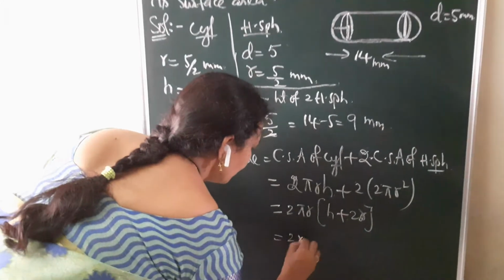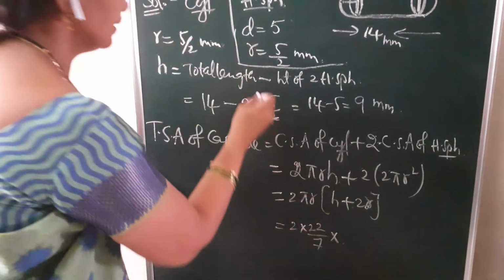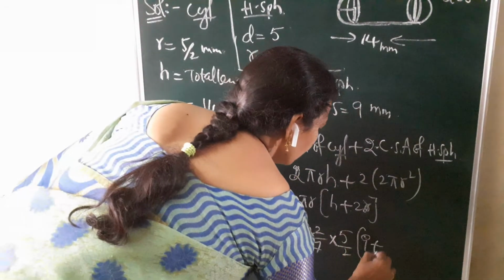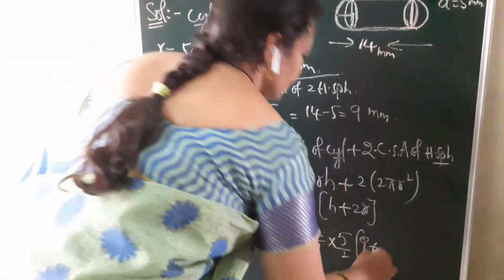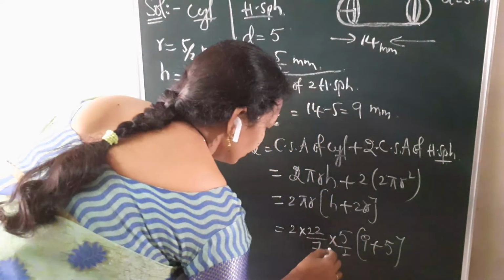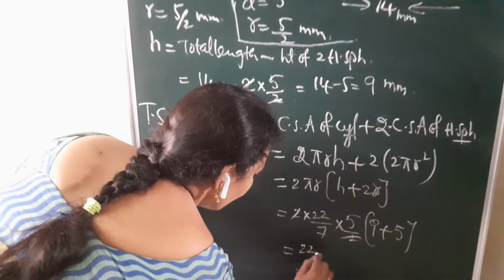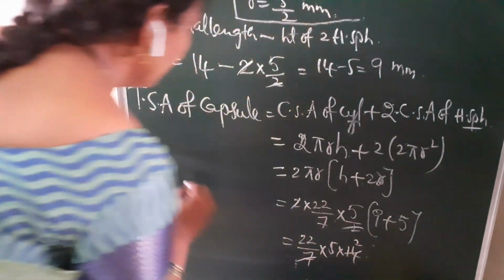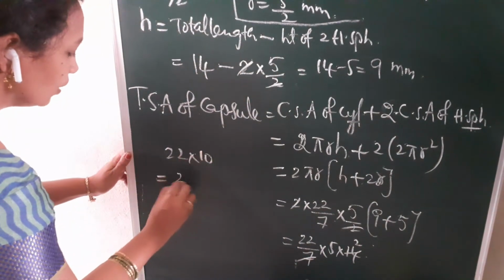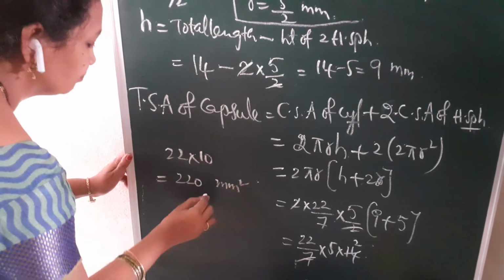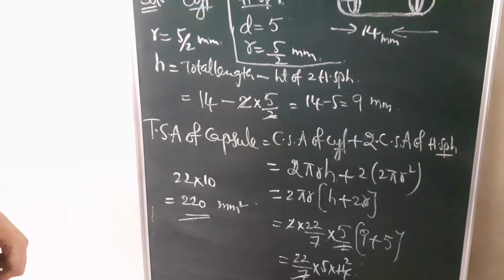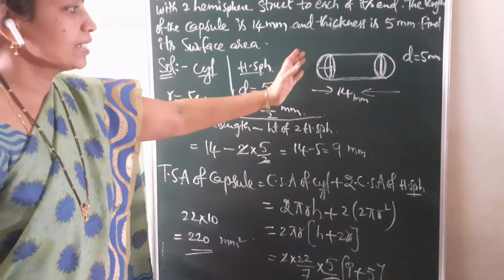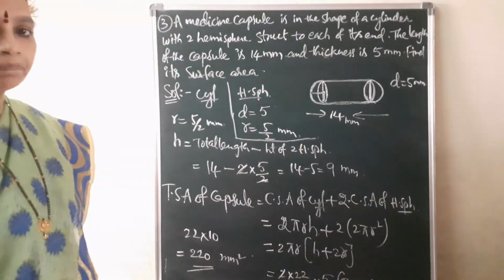So that is equal to 2 into 22 by 7 into r is 5 by 2 into h is 9 plus 2r, which is 5, the diameter. So 2 gets cancelled, 22 into 5 into 14 by 7, 7 ones is 7, twos are 14, 22 into 10 is nothing but 220 millimeter square. 220 millimeter square is the total surface area of the capsule, which is in the shape of a cylinder with hemispheres merged together on either side.